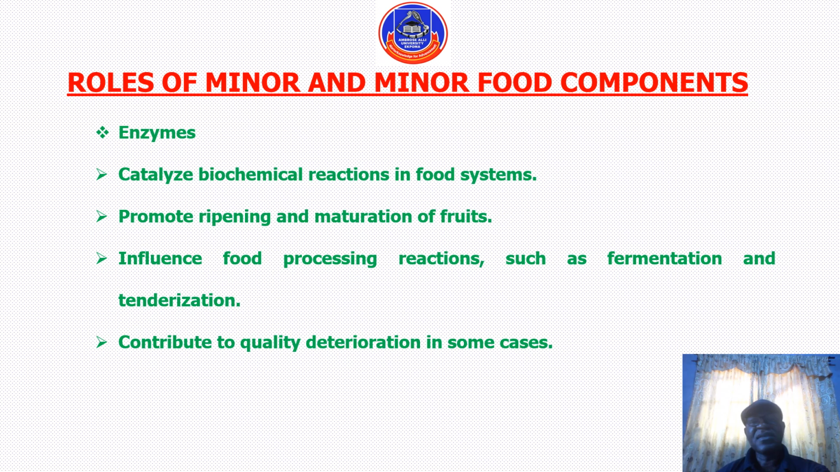Now let's look at the minor components, the roles of the minor food components, starting with enzymes. Of course, they catalyze biochemical reactions in food systems and in the body, promote ripening and maturation of fruits, and influence food processing reactions such as fermentation and tenderization. They contribute to quality deterioration in some cases.